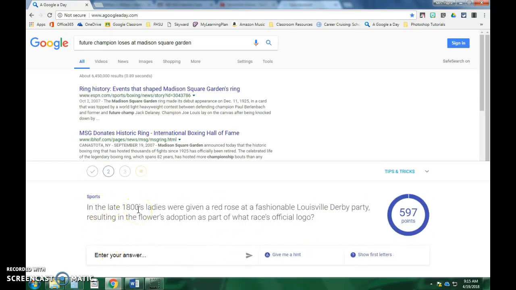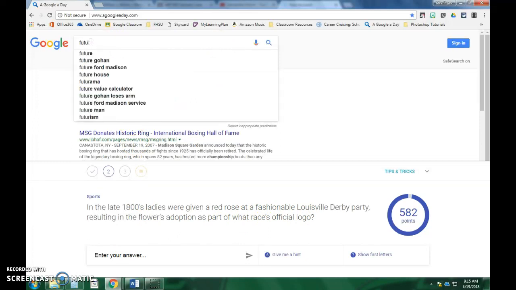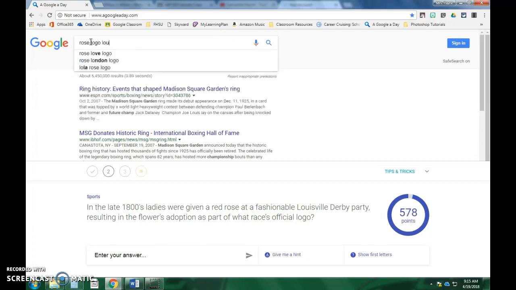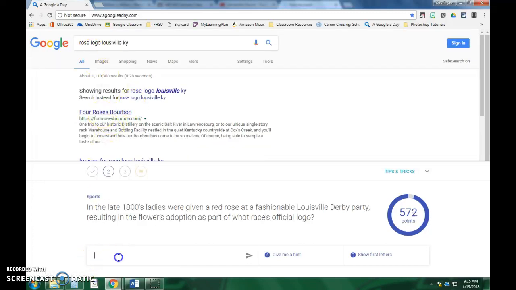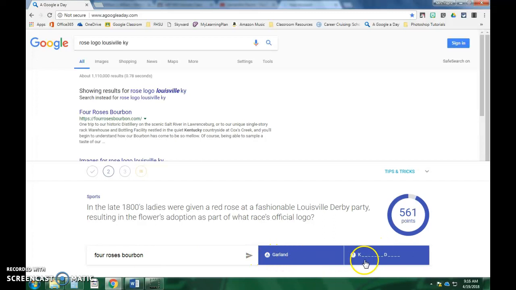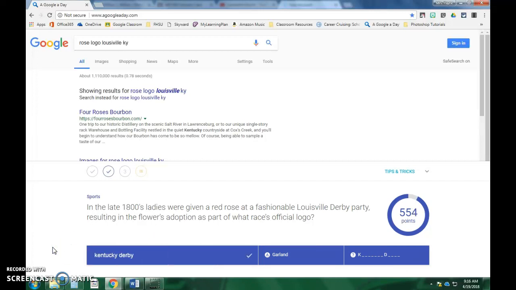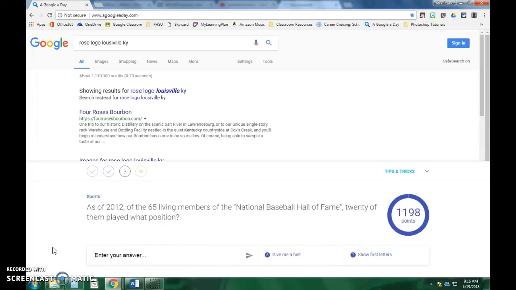In the late 1800s, ladies were given a red rose at a fashionable Louisville Derby party, resulting in the flower's adoption as part of what race's official logo? Maybe they search rose, logo, Louisville, Kentucky. So maybe we try the Four Roses bourbon. That was wrong. So maybe they say, give me a hint. Oh, it's looking at Garland. Maybe I say, show me the first letter. That kind of gives it away. If you're in elementary, kids maybe don't have that background, but a high school kid, I would hope, might be able to get that a little quicker.